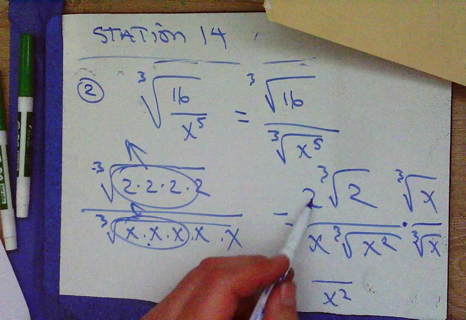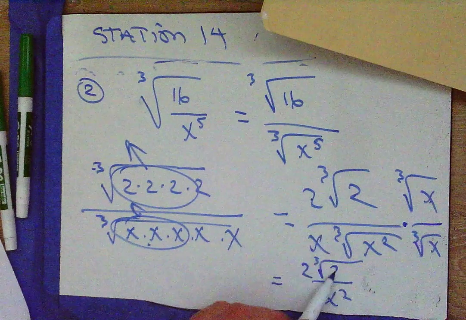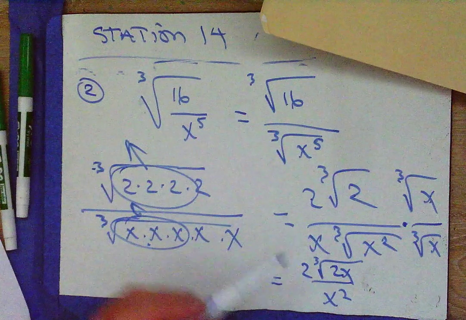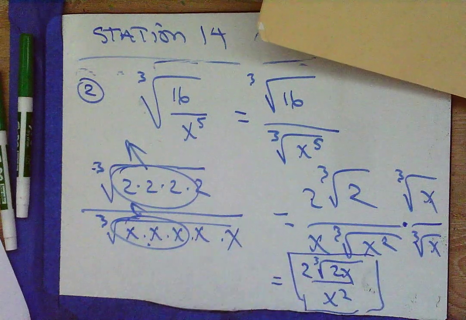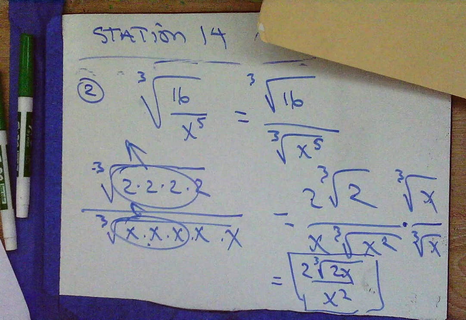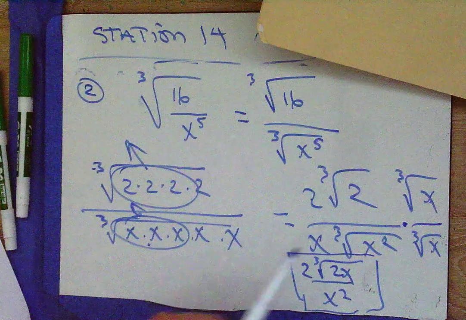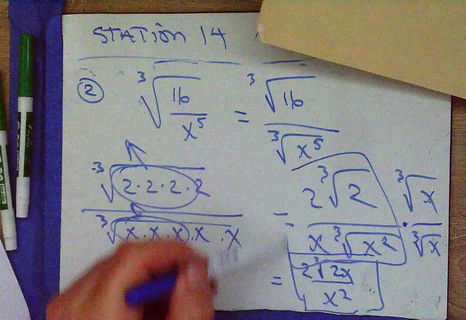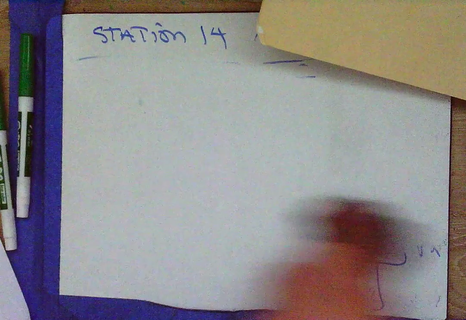Now on top, I've got this 2 on the outside, and then 2x under the radical. So I would much prefer to see this rationalized version because the directions said rationalize. If the directions hadn't said to rationalize, then I would have stopped here. But our directions did say rationalize, so I went further.